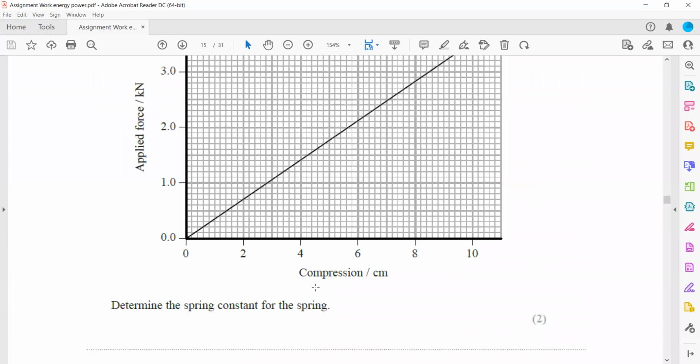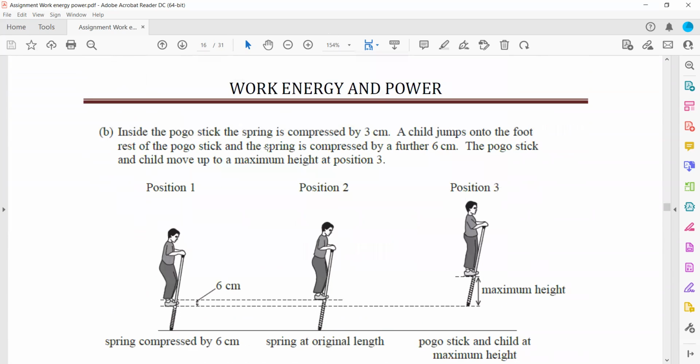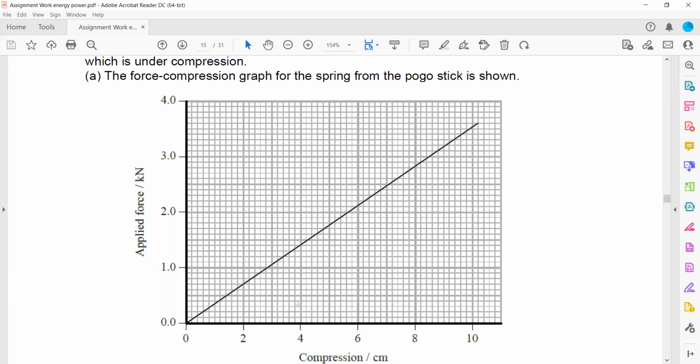As I already mentioned, normally when the spring is inside the pogo stick, the spring is compressed by 3 centimeter. So spring is already compressed by 3 centimeter. And when the child wants to jump onto the footrest of a pogo stick, the spring is compressed by a further 6 centimeter. So what we have to do, we have to calculate the area of this graph. The spring is compressed till this point, it is already compressed.